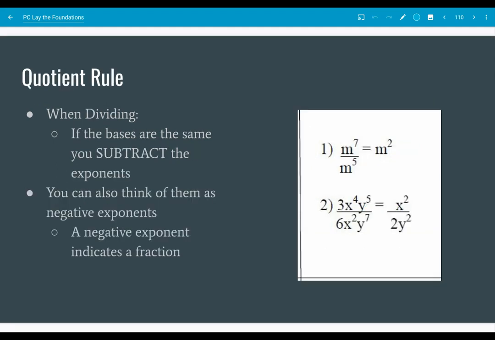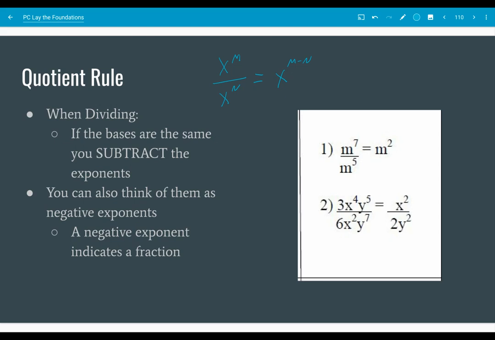Next, we're going to look at the quotient rule. So the quotient rule is dividing. Now, there are two different ways we can think about this. If we have x to the m divided by x to the n, if you're dividing and the bases are the same, you're going to subtract. So this is going to be x to the m minus n.